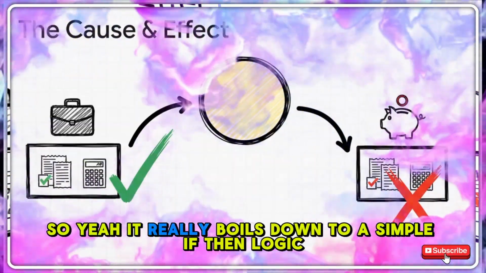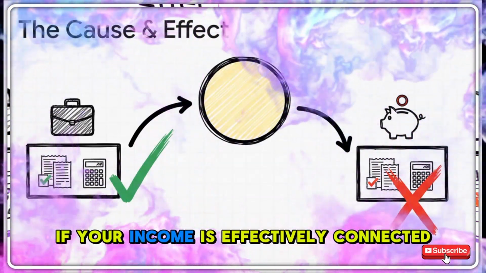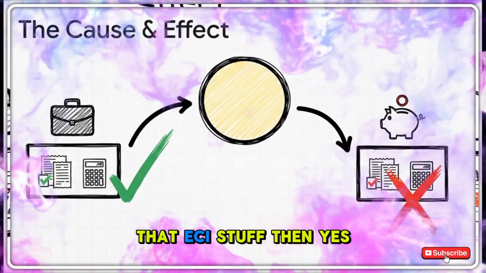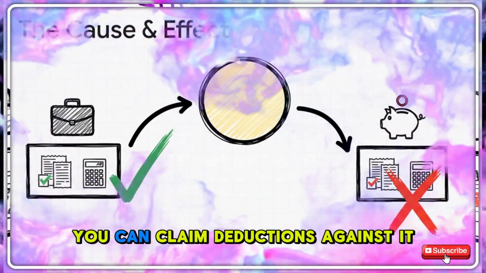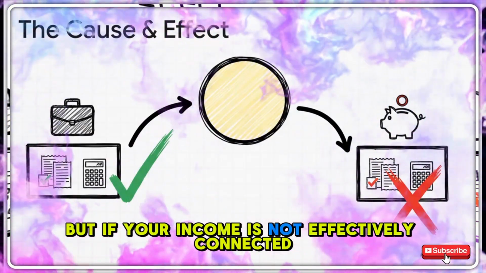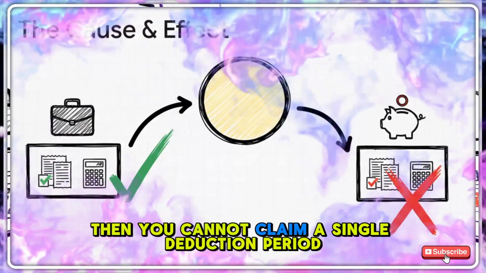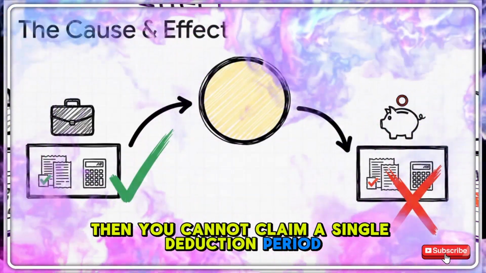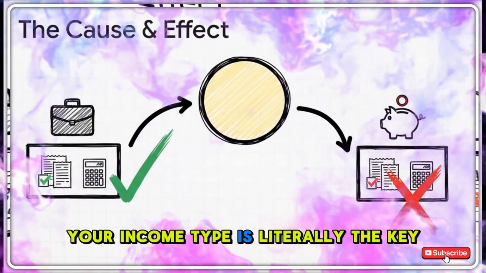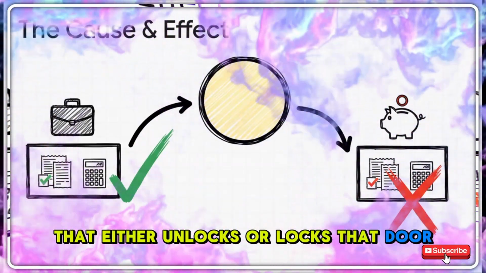So yeah, it really boils down to a simple if-then logic. If your income is effectively connected, that ECI stuff, then yes, you can claim deductions against it. But if your income is not effectively connected, that passive NEC, then you cannot claim a single deduction, period. Your income type is literally the key that either unlocks or locks that door.